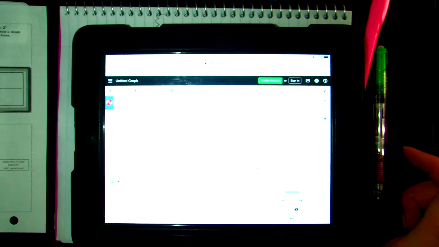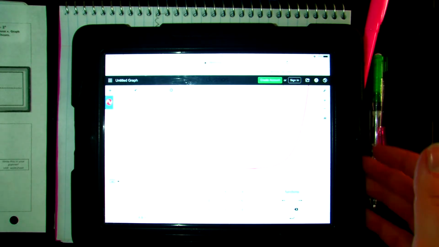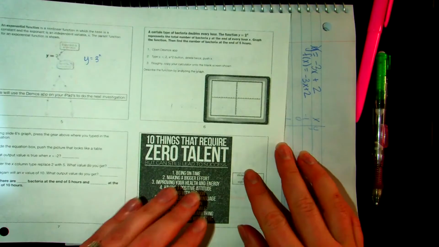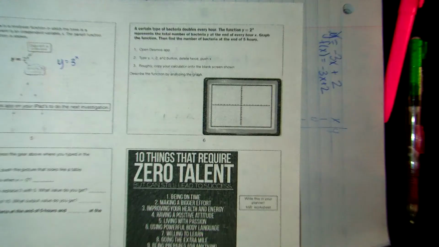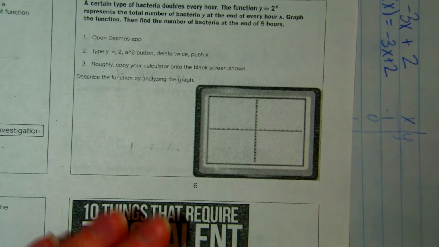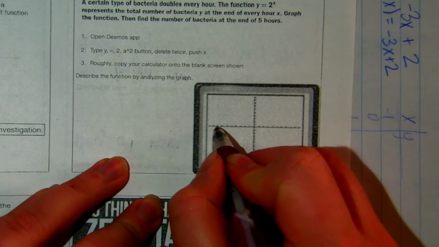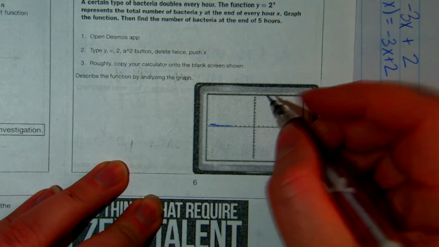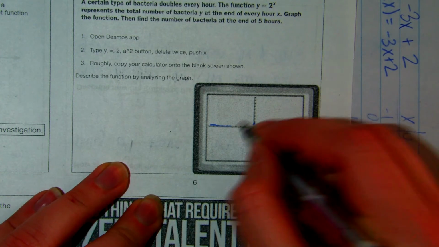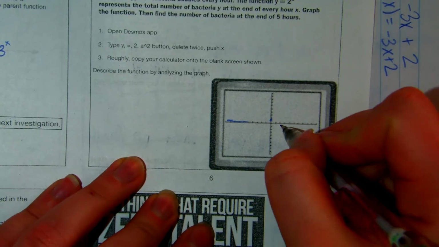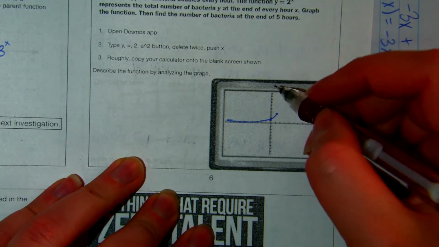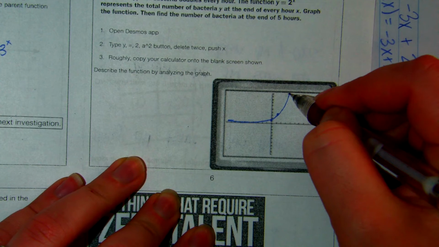Roughly copy your calculator onto the blank screen shown. Describe the function by analyzing the graph. So I'm going to switch. If I wanted to roughly draw what is on my iPad, I see that it hugs the x-axis and goes to the point (0, 1), so trying to do that. And I can see that it goes to the point (1, 2). So just 2 points to help me guide my curve, and then it goes up.